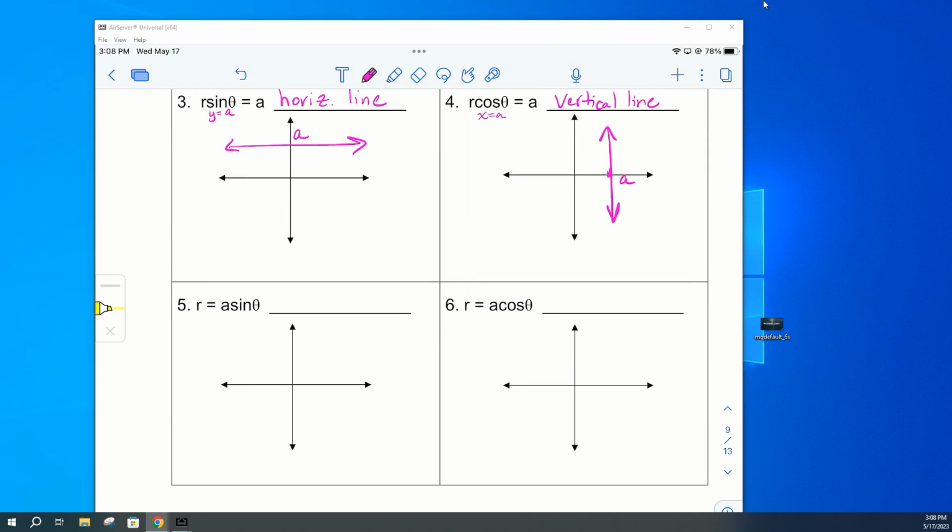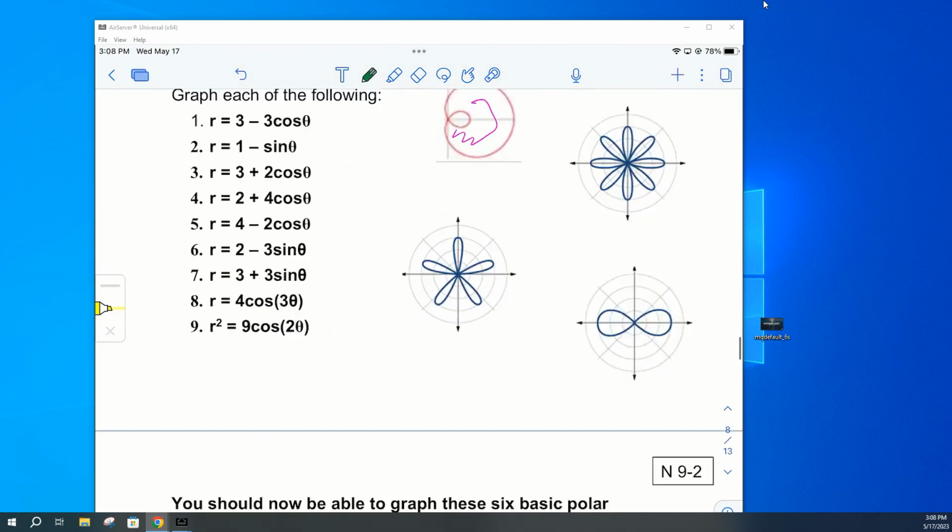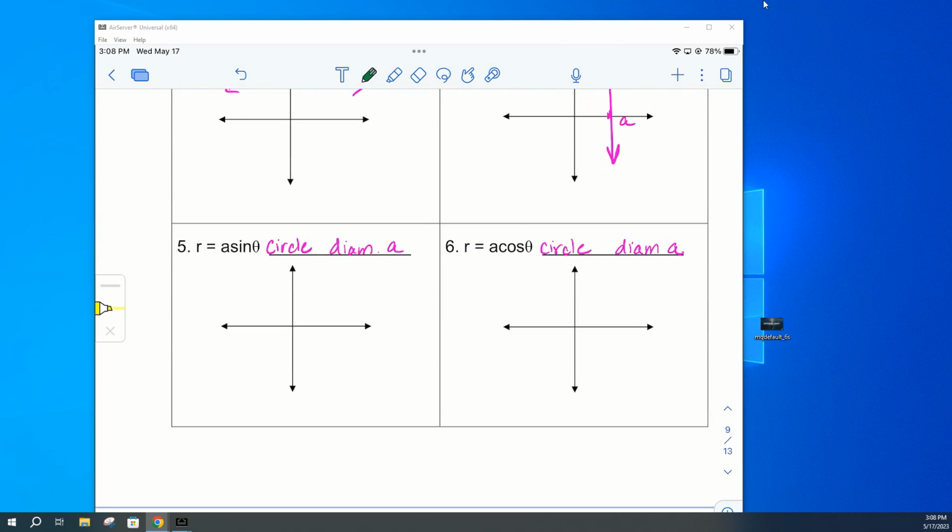And lastly, our final little ones, these are also going to be circles, but they're going to have a diameter of a. And remember that with cosine, the x-axis is its line of symmetry. So it's going to look like this, where this is over at a. And if it's sine, it's going to look like this, where this is up at a. And remember, if you had negatives, then it would be to the bottom and the left.